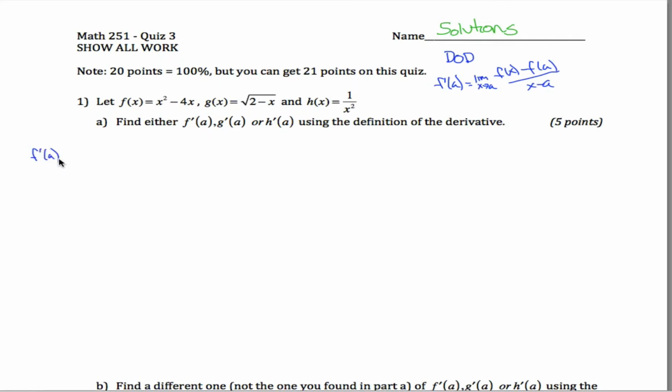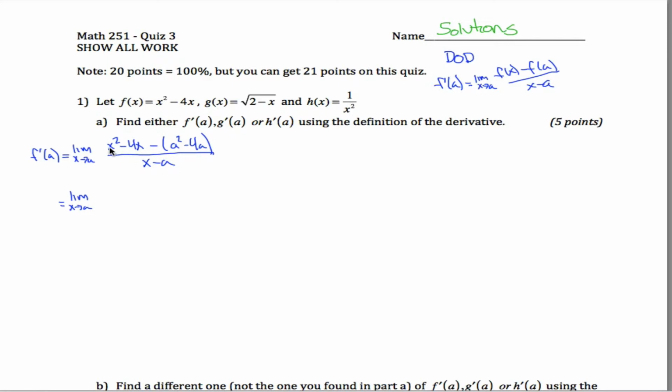and say f prime of a is equal to the limit as x approaches a of f of x, which is x squared minus 4x, minus f of a, which is a squared minus 4a, and all that gets divided by x minus a. Note the parentheses here. I want to subtract all of f of a. And to evaluate this limit, I can't just change all the x's into a's or I divide by 0. So what I'll have to do is cancel out this x minus a down in the denominator.